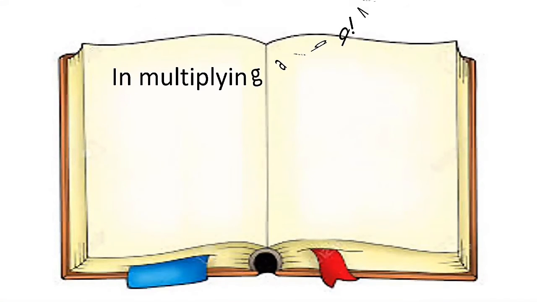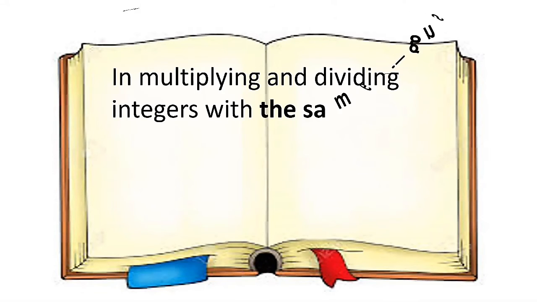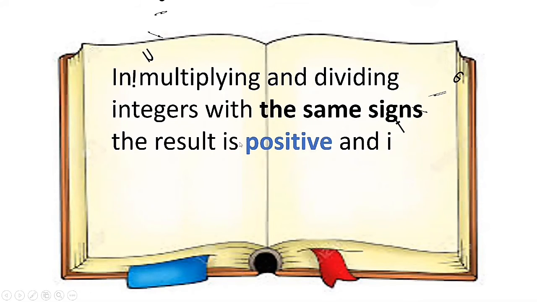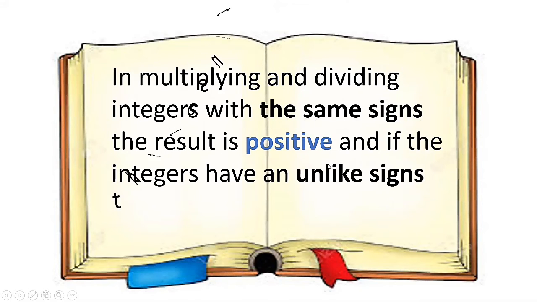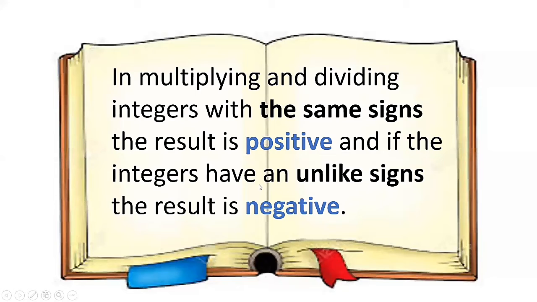Now, let's sum it up. In multiplying and dividing integers with the same signs, the result is positive. And if the integers have unlike signs, the result is negative.